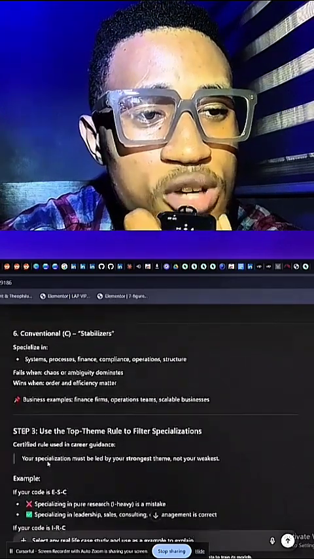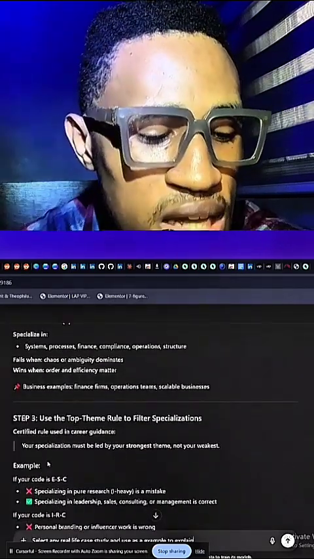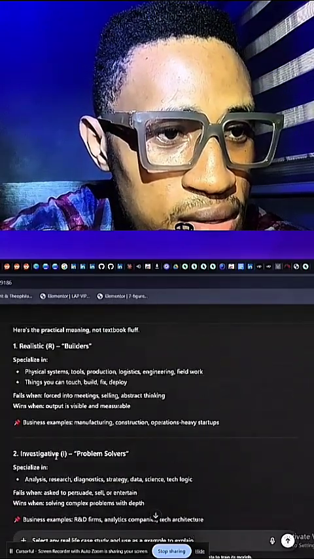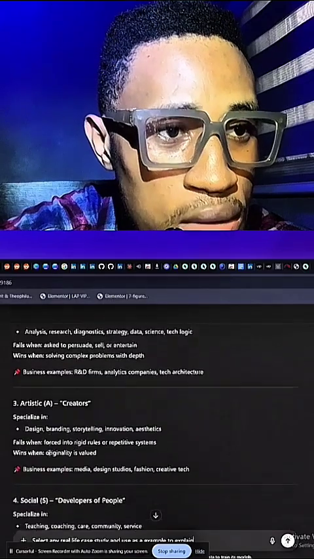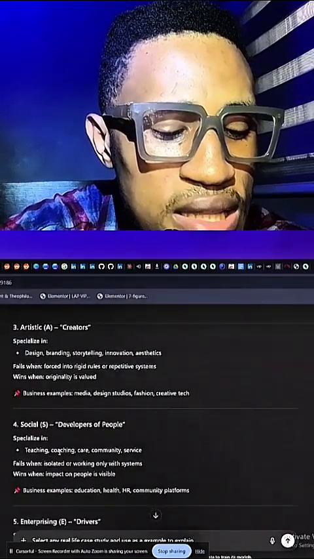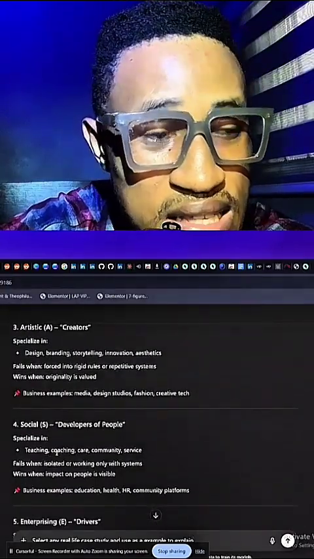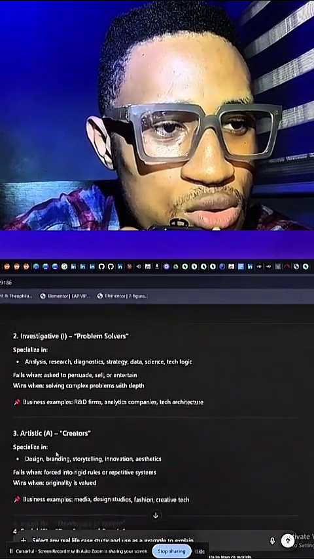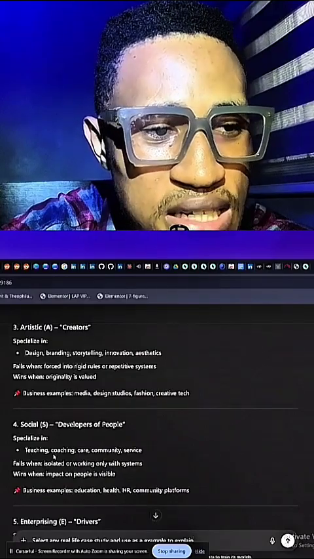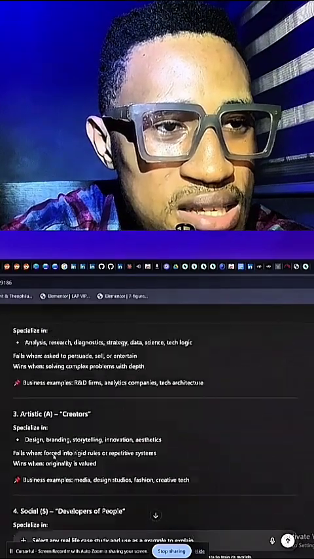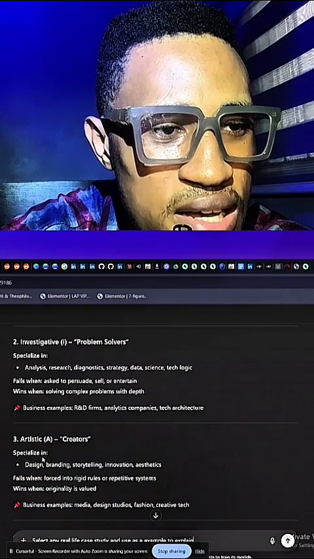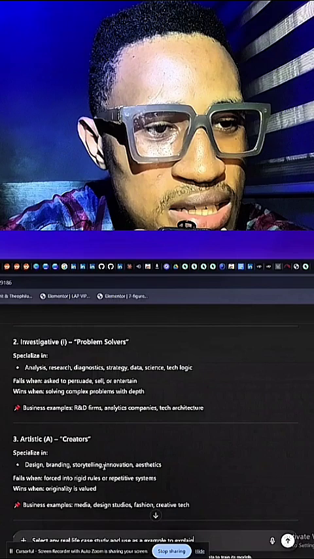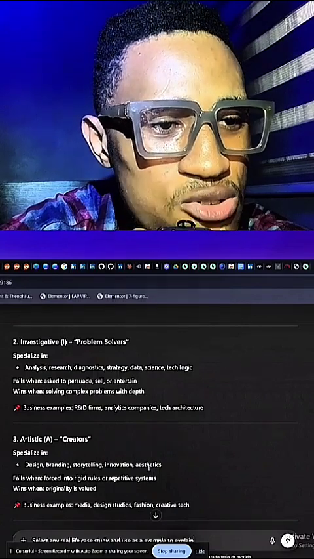Now, step 3, use the top themes rule to filter. I selected investigative, yeah. I also selected social, right? These are my top two. Then remember, I also asterisked artistic and enterprising. So now I have to look at these two and see which one connects more with me. Between artistic creators, design, branding, I quite struggle with it a little bit. I just see a future in storytelling. The rest I quite struggle with.